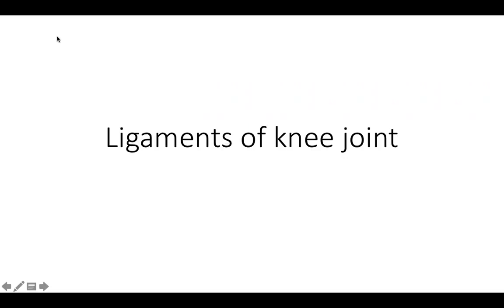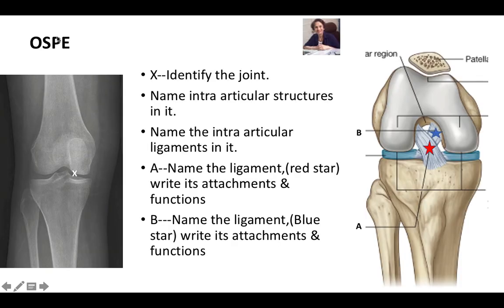Hello students, today we are going to talk about ligaments of knee joint. This is the OSPE, that is Objective Structured Practical Examination. First question is: identify the joints. Now look at the left slide first.